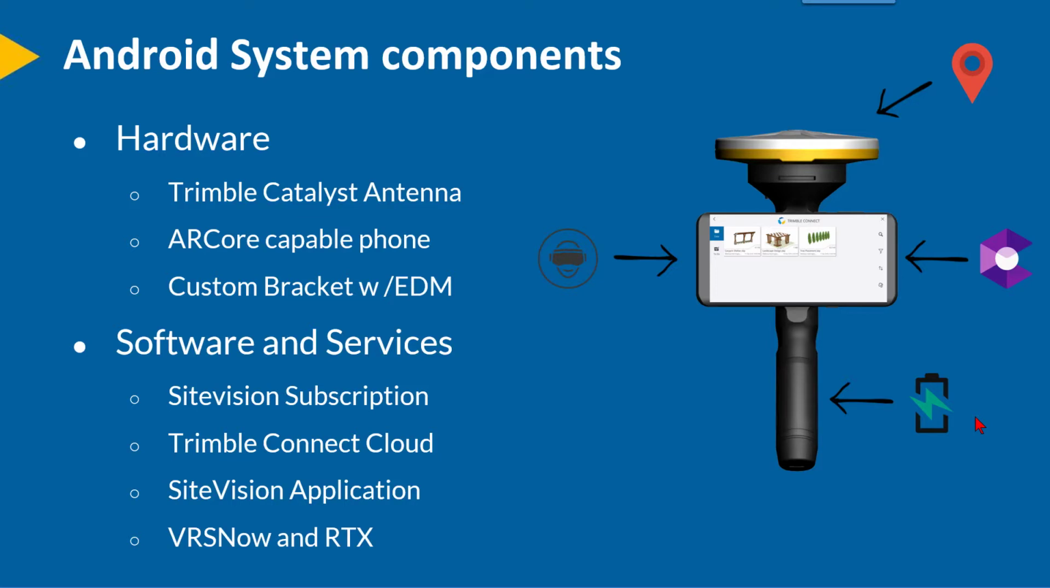There's two main versions. There's an Android system, which consists of a Trimble Catalyst antenna, your own ARCore capable phone, and then a custom bracket with an EDM. And of course, the SiteVision and Trimble Connect apps running on that.